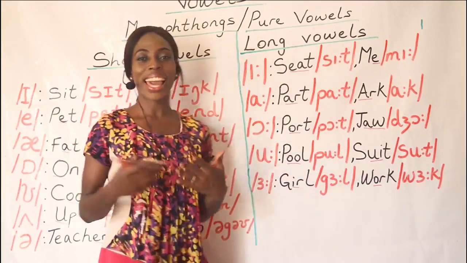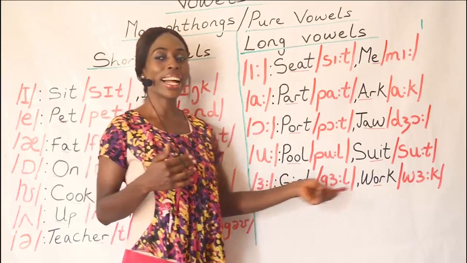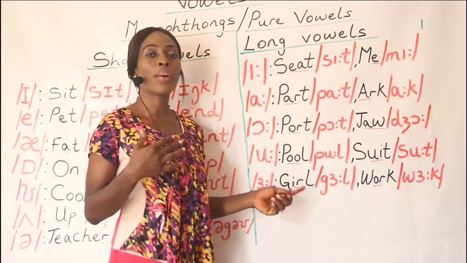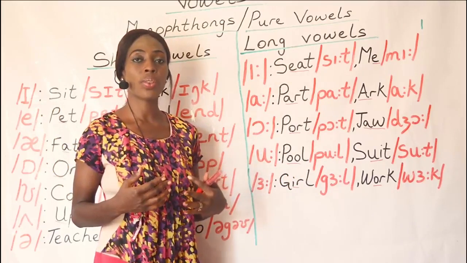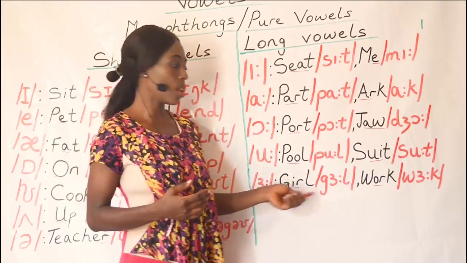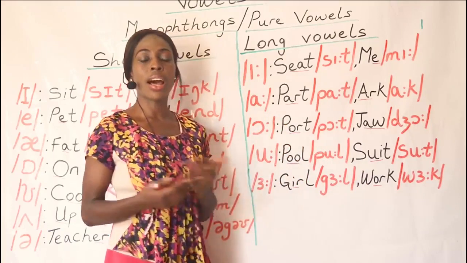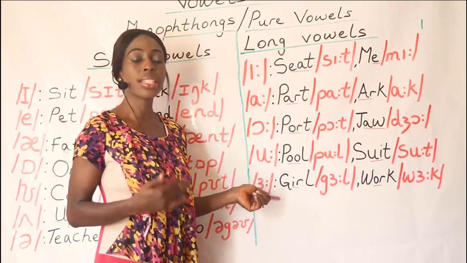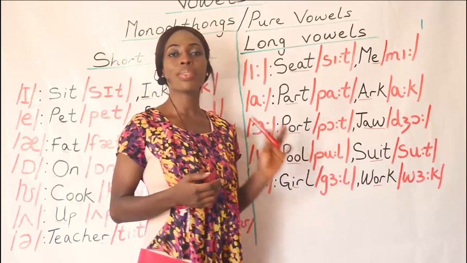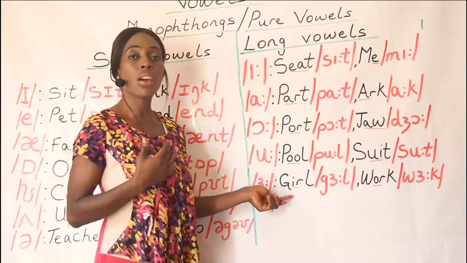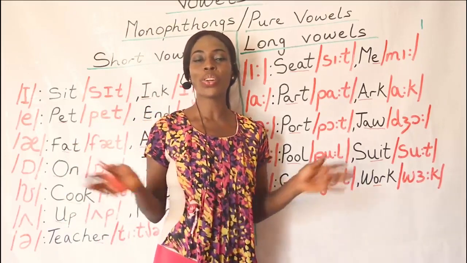So the sound is not eh. So you wouldn't say girl with that sound. It's wrong. Now this is British pronunciation. American pronunciation for this sound is, you roll your tongue. Girl. Work. But this is British. The British pronunciation is girl and work.